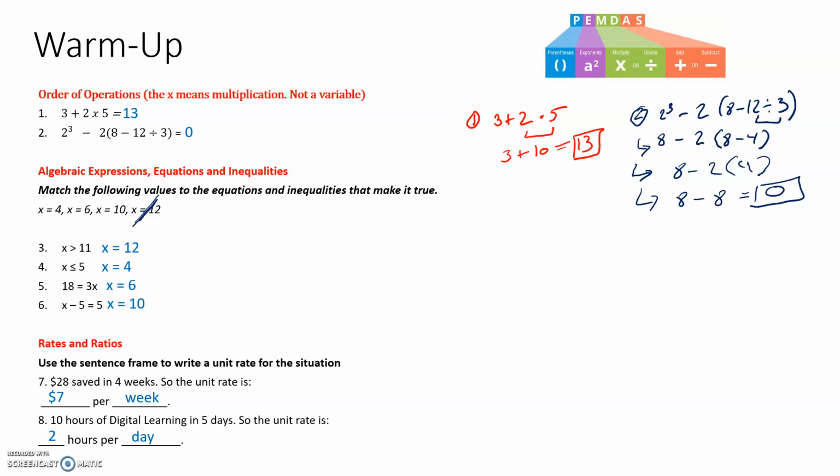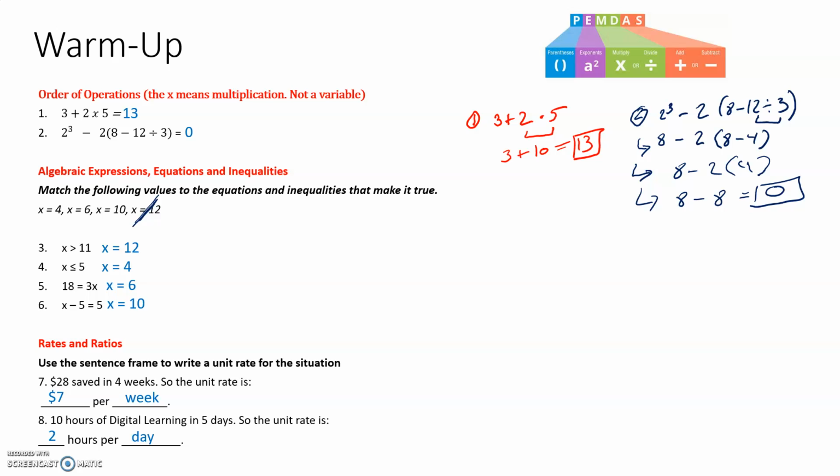If not, it's okay. Now let's look at x is less than or equal to 5. I can rule out 12, which is already ruled out, and I can rule out 10 because 10 is greater than 5, and 6 because 6 is also greater than 5. So my only choice is 4. Ask yourself, does that make sense? Is 4 less than or equal to 5? And the answer is yes.